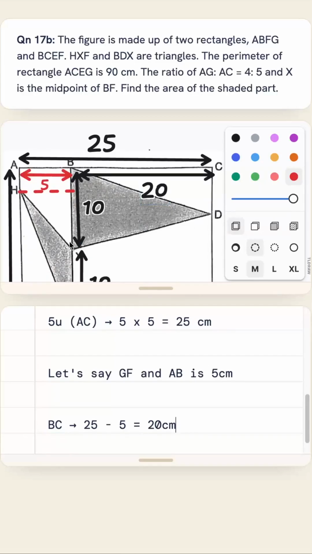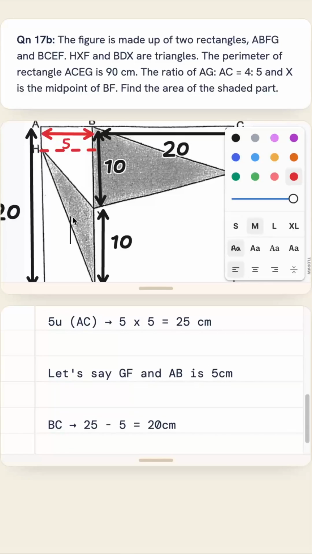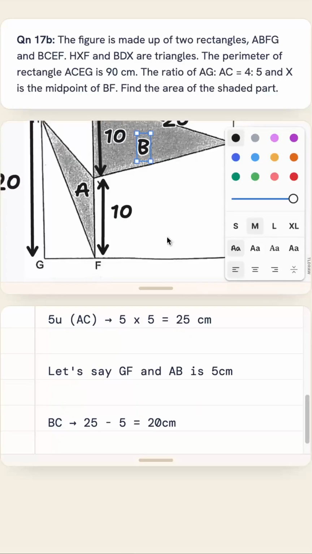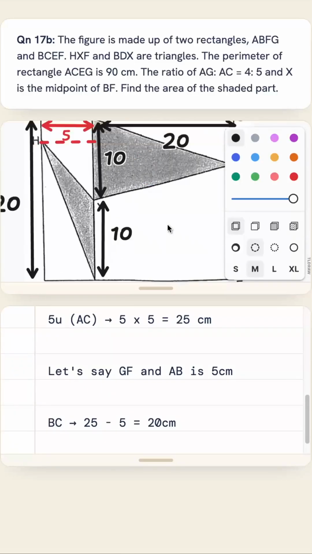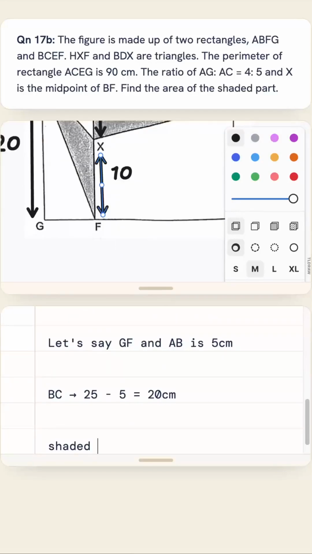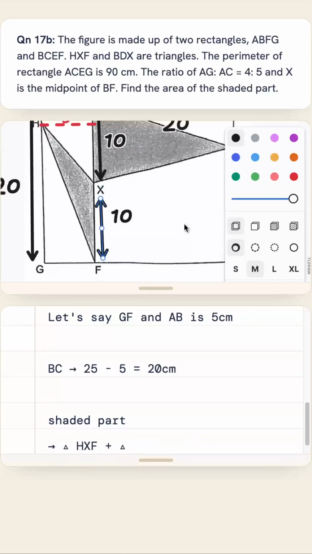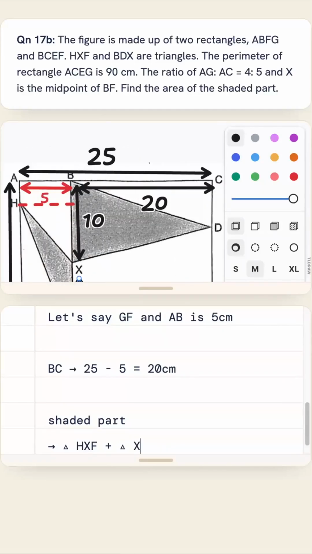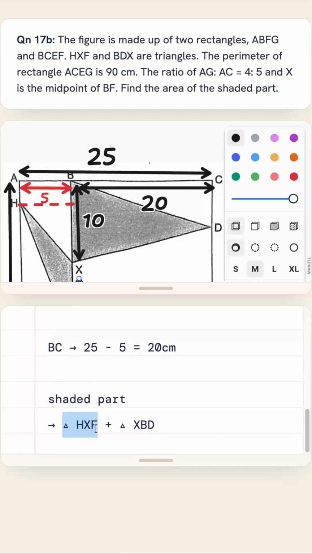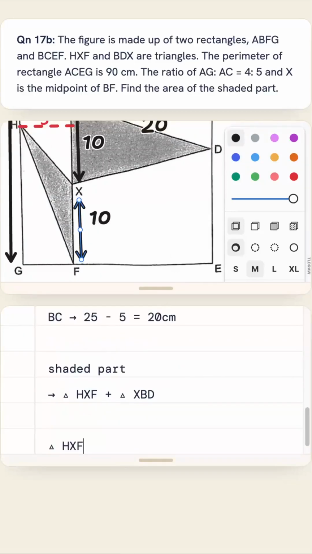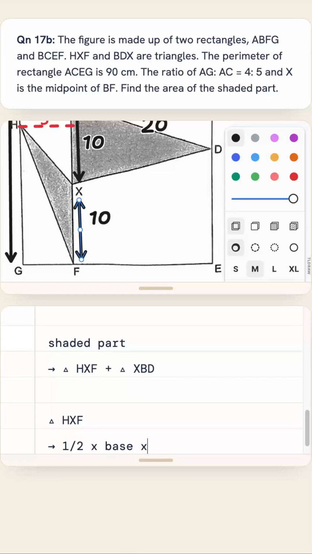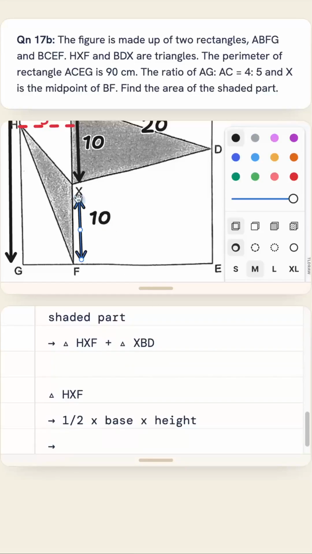Then from here, we actually can find the shaded part. So let's say I'm going to put A over here as the shaded part. Okay, so straightforward. So we are able to get a triangle. This is triangle HXF. So the shaded part equals triangle HXF plus triangle XBD. So triangle HXF, pretty straightforward. It's basically half times base times height. So the base is basically this XF, right?